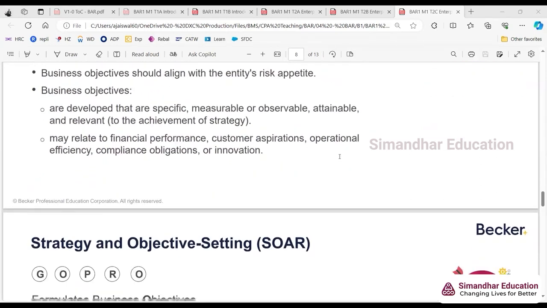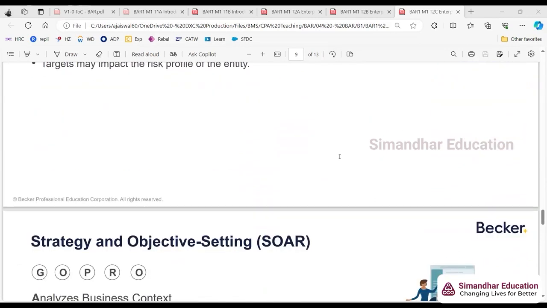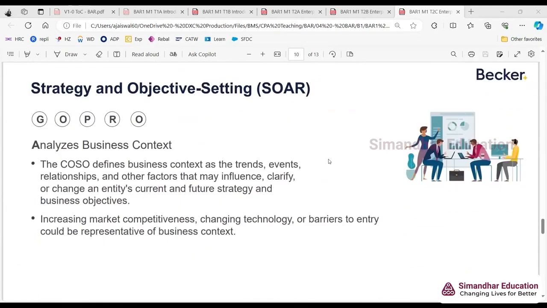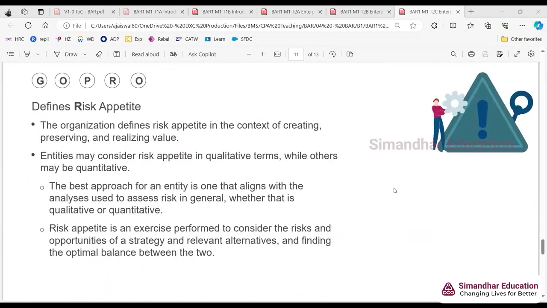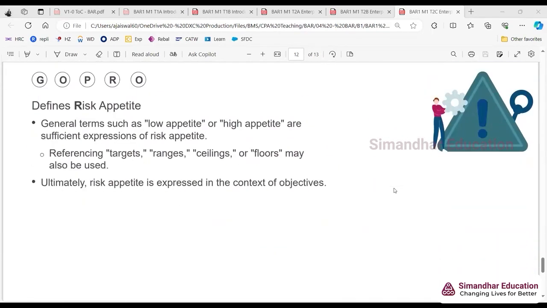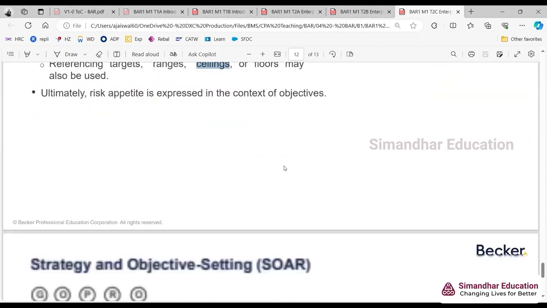Business objectives are our mission, right? Budget versus actuals, etc. Business context is our environment. It can be the economy itself, it can be the competition, right? Technological changes. Risk appetite we discussed, that is, what can be our capacity to take the risk, how much we can tolerate it, right? There can be certain terms such as ceilings or floors. What is meant by this is how much is the maximum risk we can take, how much is the minimum risk we are going to take. That is called the floor, maximum is called the ceiling, right?